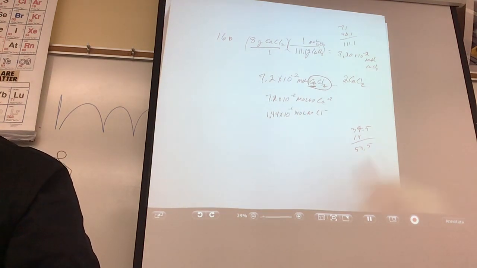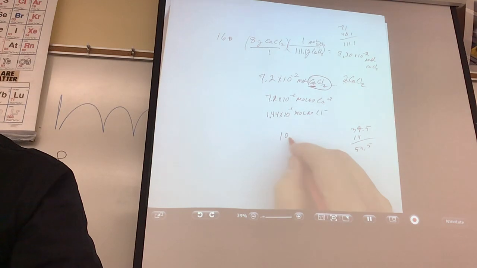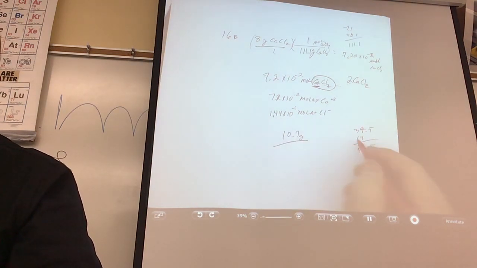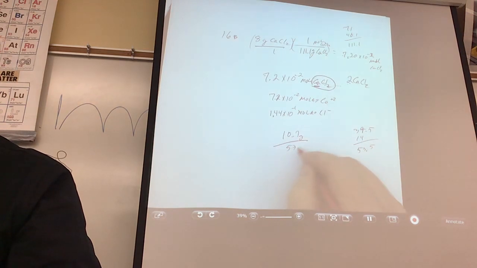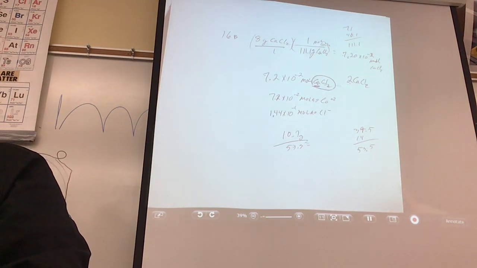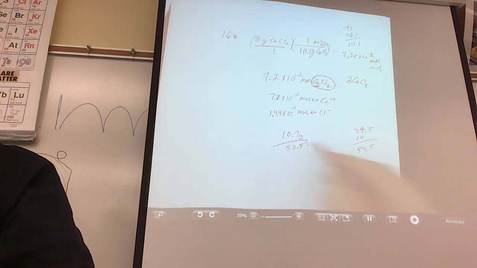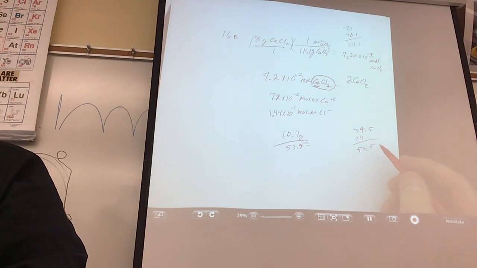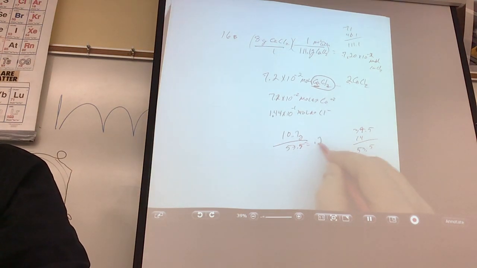So what I'm going to do here is, I've got 10.7 grams. I'm going to do a quickie. This is a shortcut. I'm going to divide by the molar mass. All right, can you give me a hand on that? What's 10.7 divided by 53.5? How much? 0.2 even? Oh, all right, that's neat.